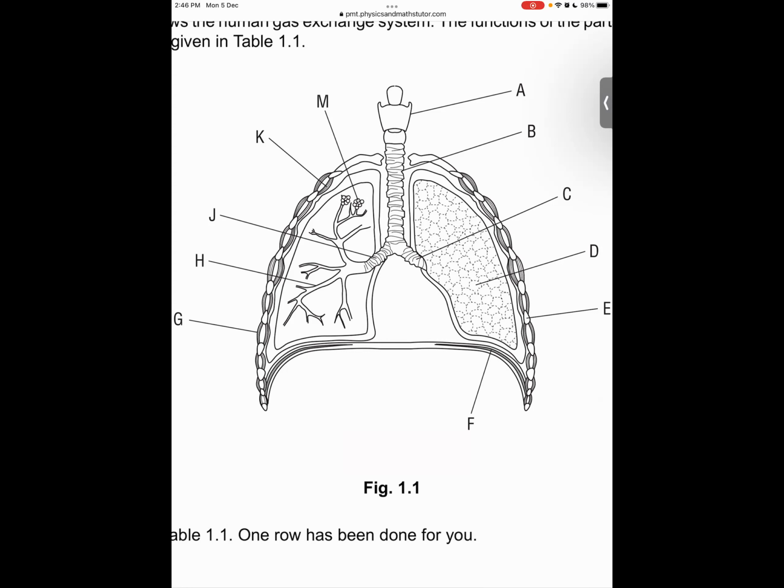What device are you working on? Laptop, iPad, what? Laptop. Laptop.